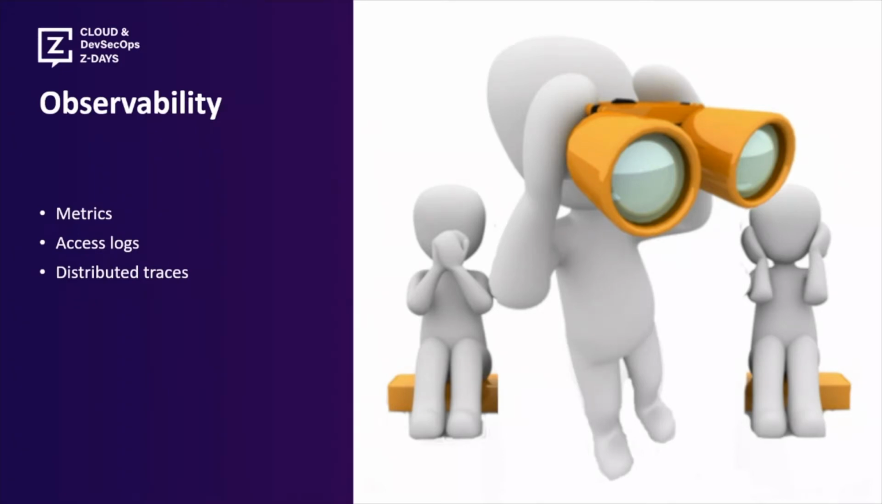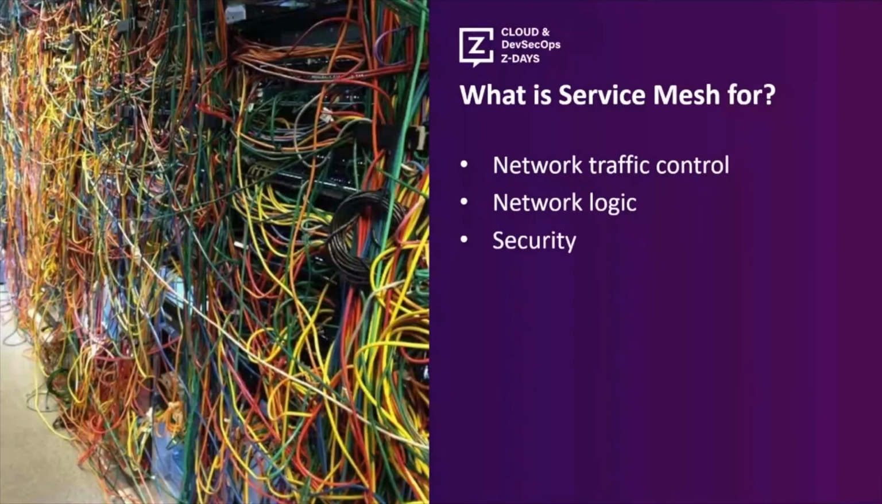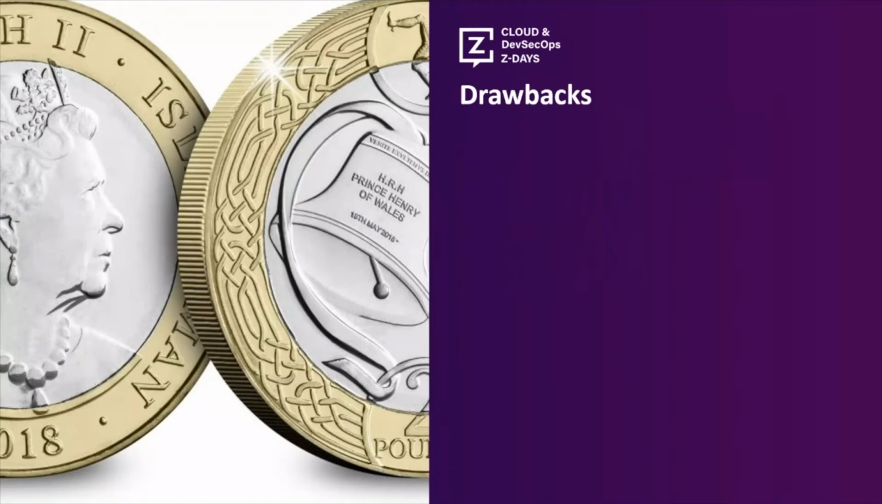So what is Service Mesh for? For network and traffic control, for advanced network logic, for security and observability, right? So these are the main groups of features that Service Mesh can help you with. But it comes with drawbacks, of course. As anything, nothing comes for free. So if there are advantages, there should be disadvantages, the other side of the coin, right?